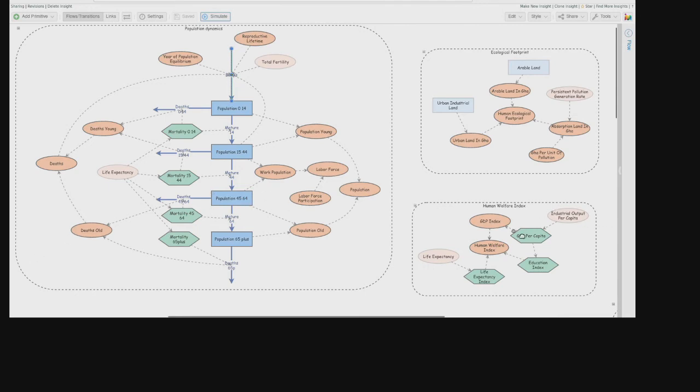Human welfare is the average of life expectancy, education index, and GDP index.